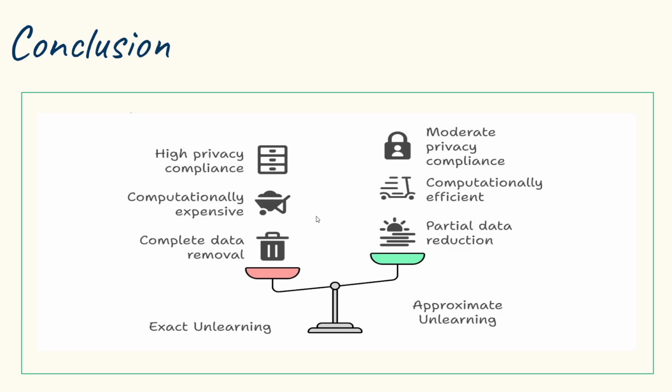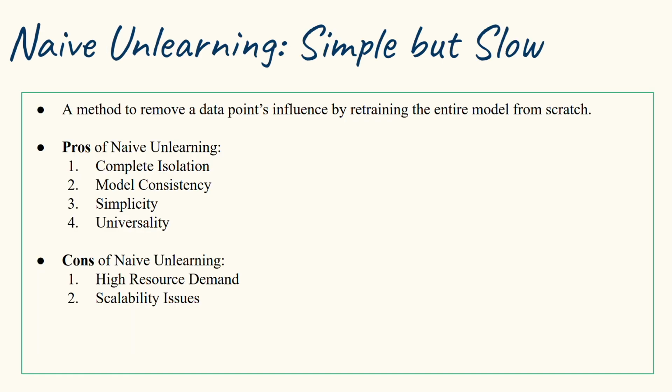Before we get into the techniques, let's start with the simplest way to unlearn, something called naive unlearning. Let's talk about naive unlearning first. It is the most obvious way to forget the data. Picture this. You have a model trained on 100 photos, including the photo ID file. A user says, remove photo ID file.